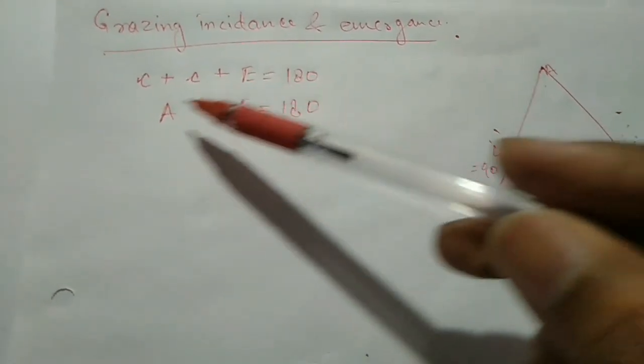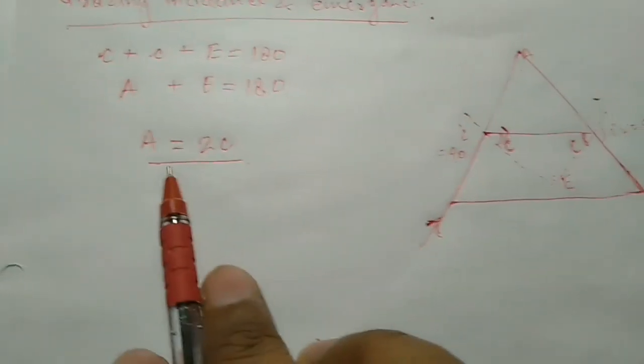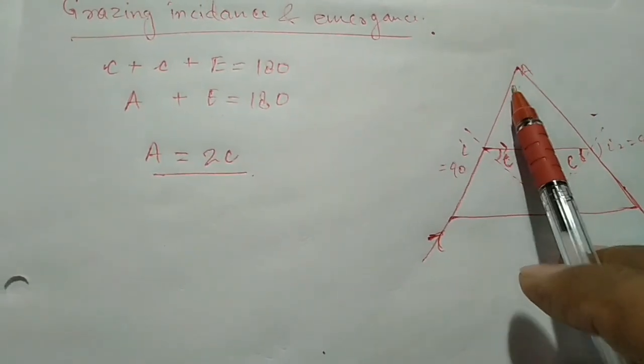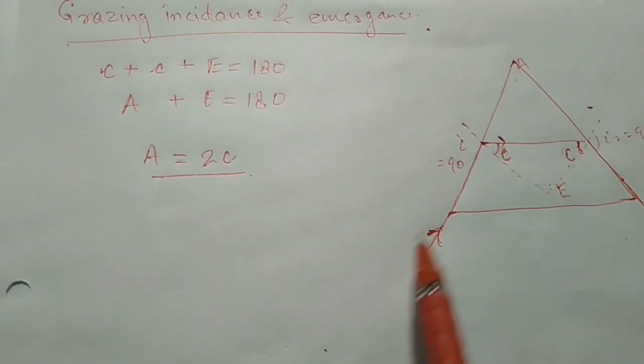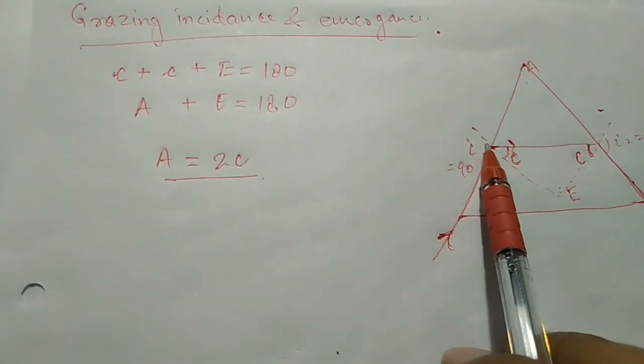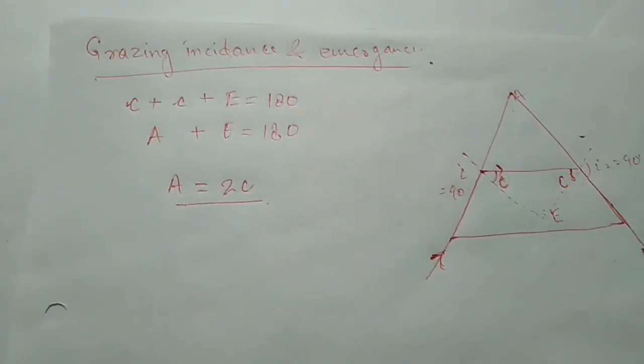On comparing this, we can say A is equal to 2C. So it means if the angle of prism is equal to twice the critical angle of the material, and the light is coming grazing, it will emerge also grazing. That is called grazing incidence and grazing emergence. Now let's move to the numerical section.